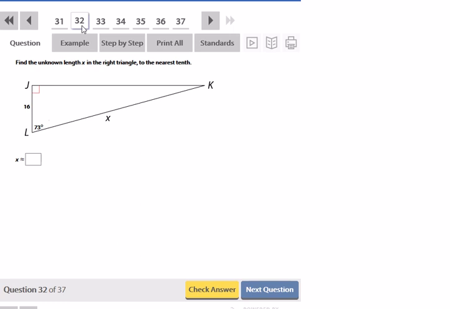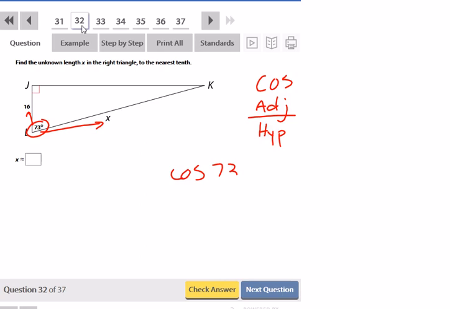Okay, find the unknown length. Based on this 73-degree angle they're giving me, the x is the hypotenuse, the 16 is the adjacent leg. So cosine, and the ka is adjacent over hypotenuse. That's the ka in SOHCAHTOA. So I want cosine of the 73 is equal to the adjacent, 16, over the hypotenuse, x.